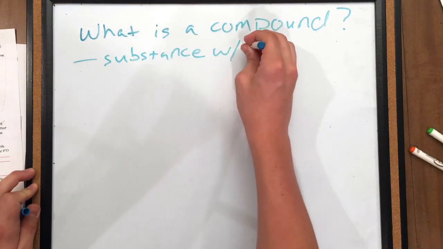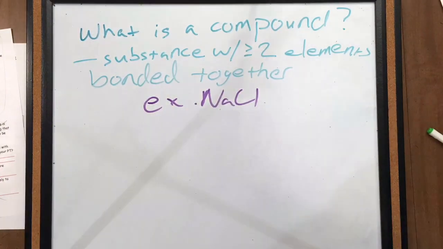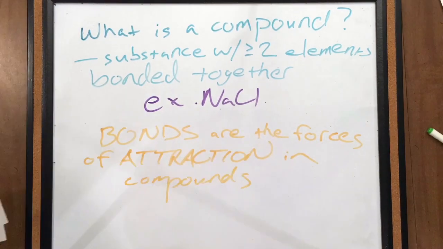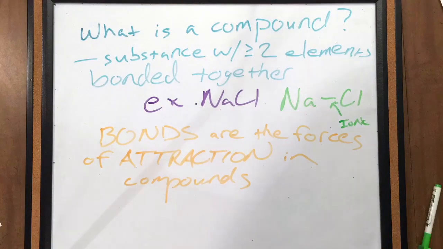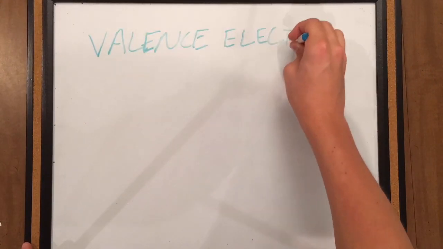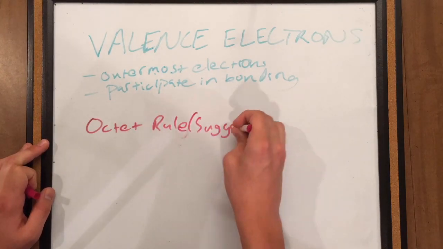Well, at this point you're probably wondering, what exactly is a chemical bond? Well, why don't you sit back and relax and I'll tell you. Bonds form because of the nature of the valence electron.